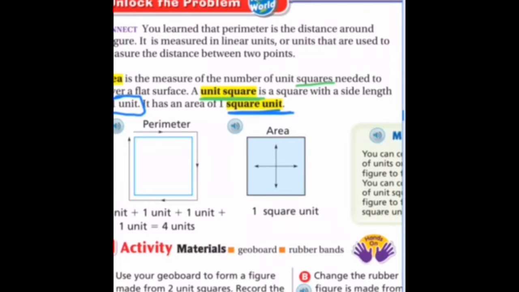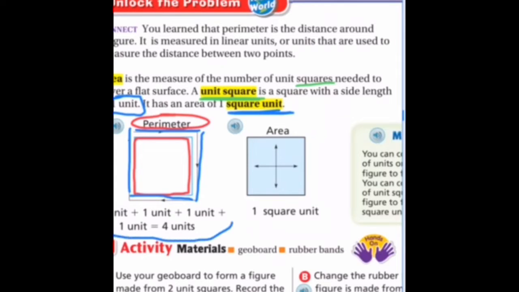Okay, so again, let's take a look at an example for perimeter first, and then we'll discuss area. So here we have a square, and if we measure the perimeter, it's the distance all the way around the object. So the perimeter of this square is 1, 2, 3, 4 units. That's what they show us right down here. The perimeter of that square is 4 units, all the way around the object.